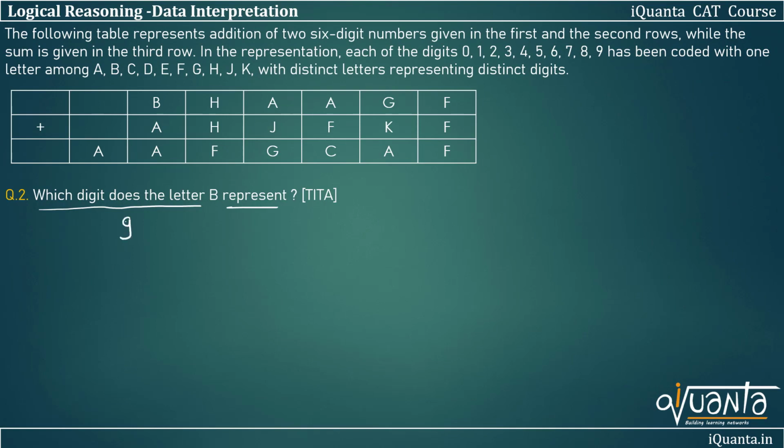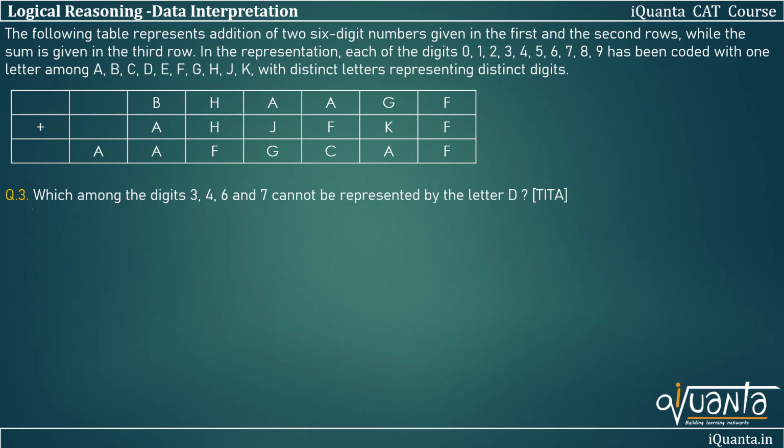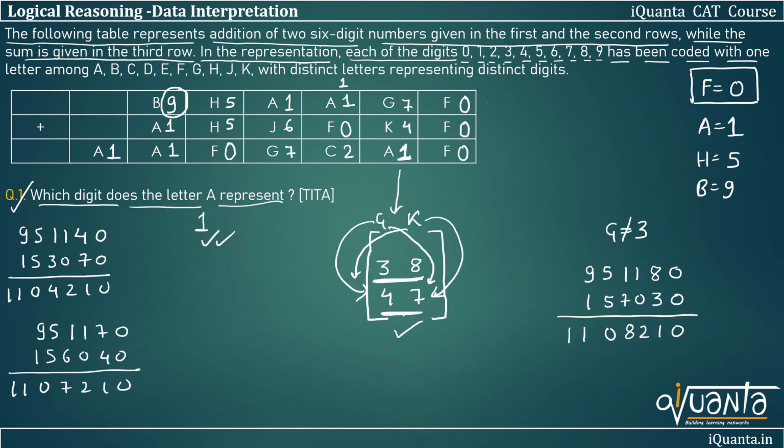Let's solve the third question. Which among the digits 3, 4, 6, 7 cannot be represented by the letter D? So we just have to check whether D can represent the digits 3, 4, 6, 7. We have to check D for the values 3, 4, 6, 7, and whatever value D cannot take, it will be our answer. So let us check all the cases.